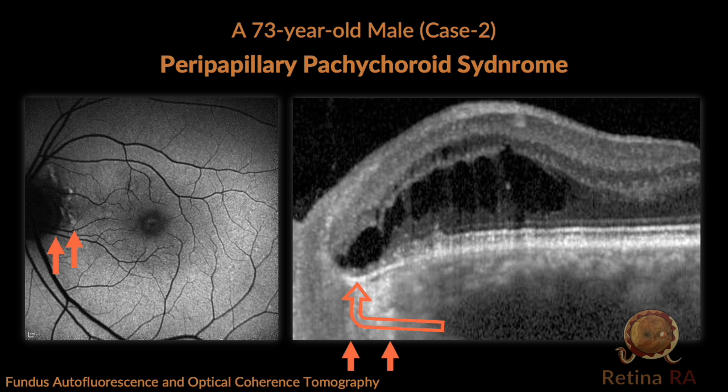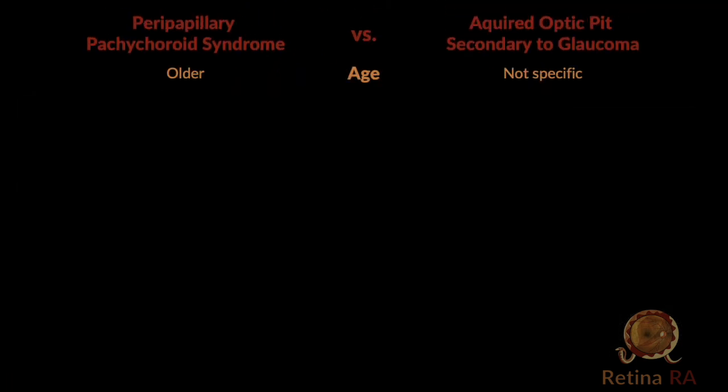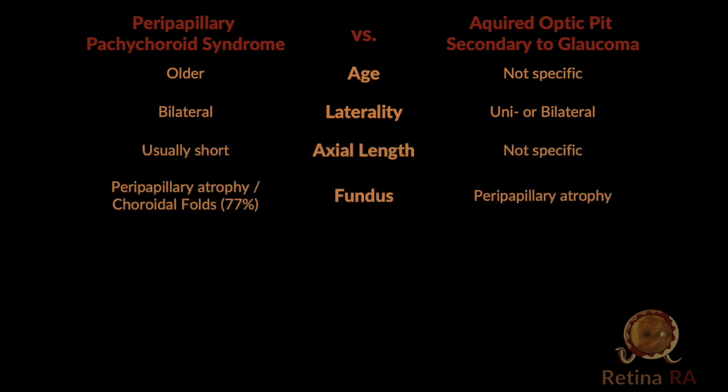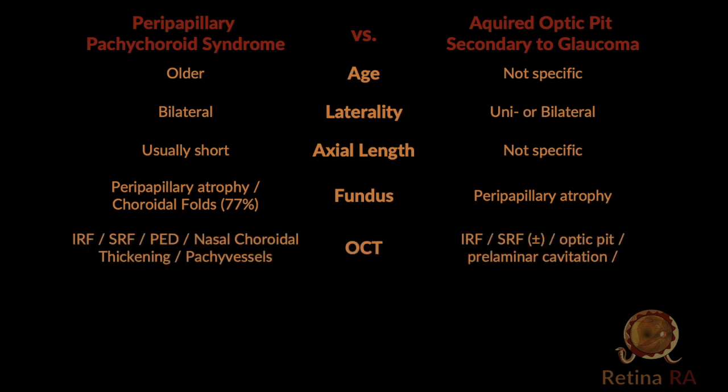Old age and bilateral involvement are typical in peripapillary pachychoroid syndrome, but can also be present in some patients with acquired pit. Peripapillary atrophy, intraretinal and subretinal fluid can be present, and CME and FA leakage are absent in both conditions. Nasal choroidal thickening and patchy vessels is typical in peripapillary pachychoroid syndrome, but not expected in acquired pit.